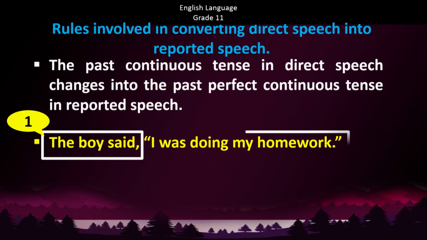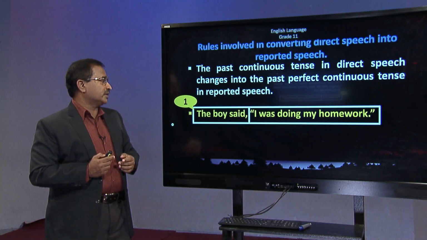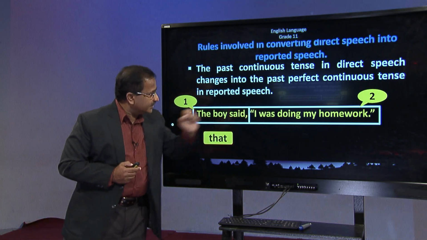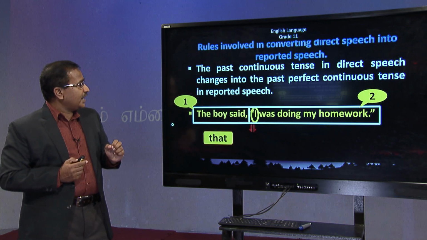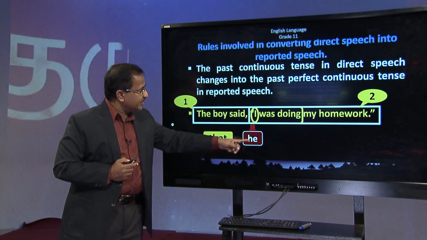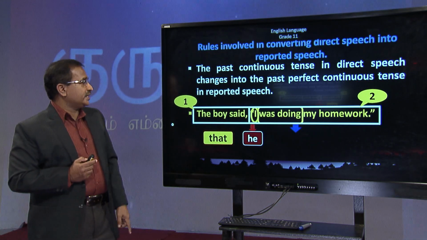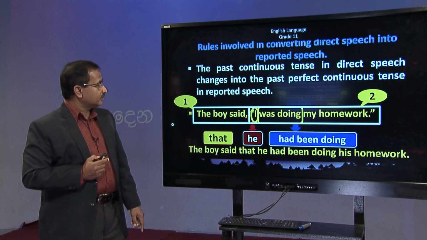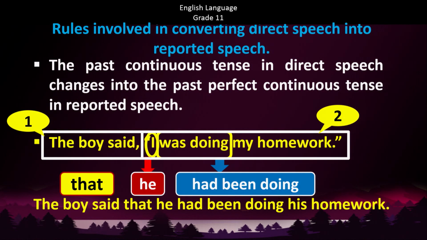The boy said, "I was doing my homework." Past continuous tense. You have to use that in order to combine these two sentences together, and then "I" should be changed into "he," "was doing" should be changed into "had been doing." "My" also should be changed into "his." Okay. The boy said that he had been doing his homework. Okay, children, note that I is changed into he, was doing, had been doing, my, his.